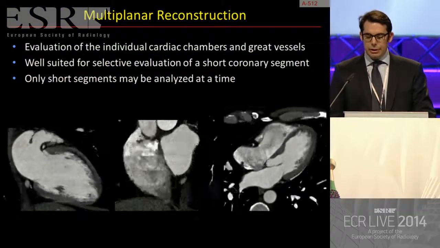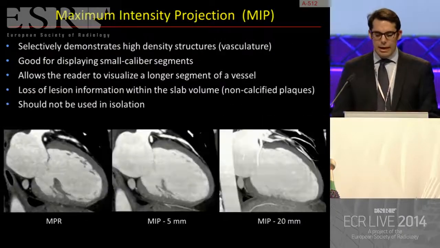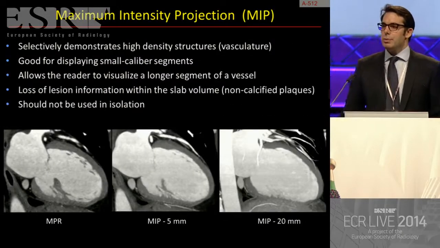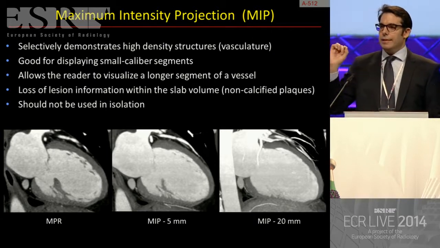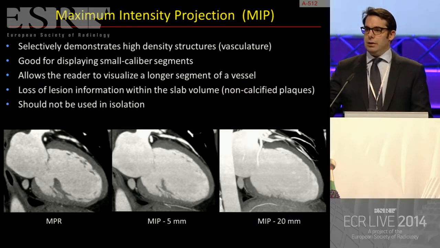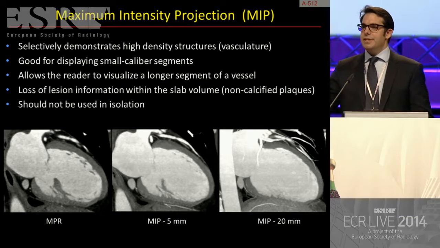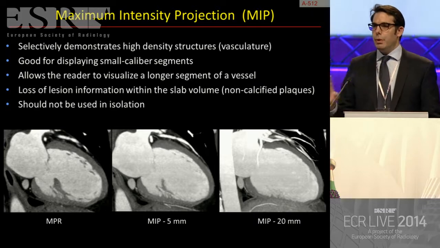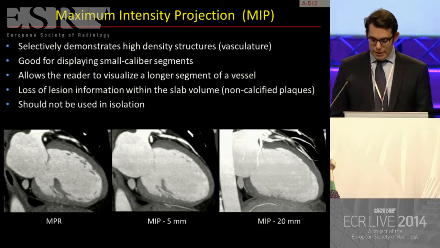MIP and MPR reconstructions are good. MPR are usually used to evaluate short segments. MIP images are nice to review the vasculature over long distances, but not very good to assess the luminal stenosis. If there is a soft plaque, MIP will underestimate the degree of stenosis. If there is a calcified plaque, it will overestimate the degree of stenosis. So we won't rely on the MIP images to assess the stenosis, just to look at the vessel.